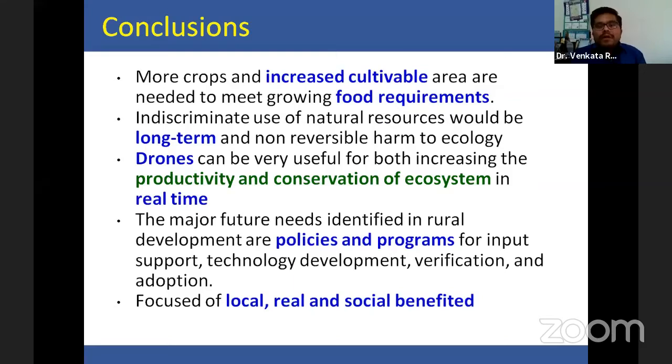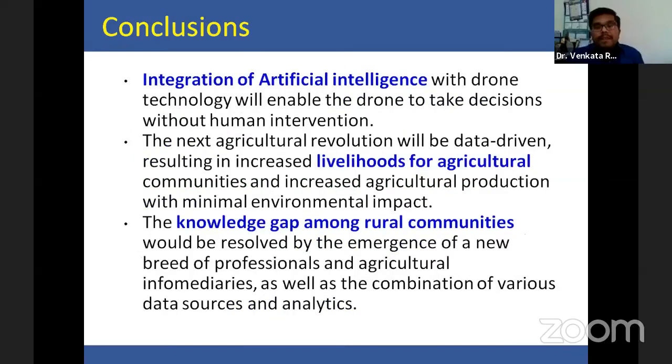And concluding, with the increasing cultivable land and food requirement and long-term ecological concerns, drone productivity and conservation in real time is very important. This will change policy and programs, and we need to get into training and capacity building in these kinds of technologies so that policy and programs can be changed, and should be focused on local, real-time and social benefit. So integrating artificial intelligence, data mining, whatever it is, should be done in a very easy way, and livelihood from the agriculture point of view and knowledge gap monitoring in the rural community should also be adapted.